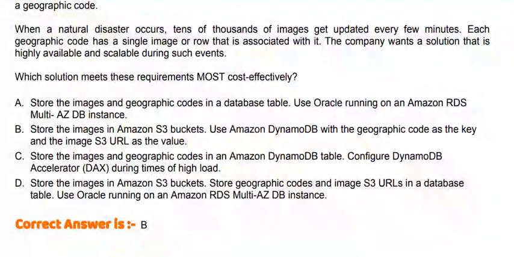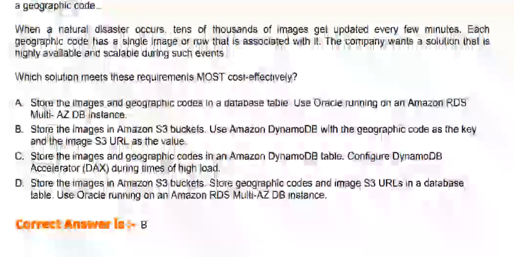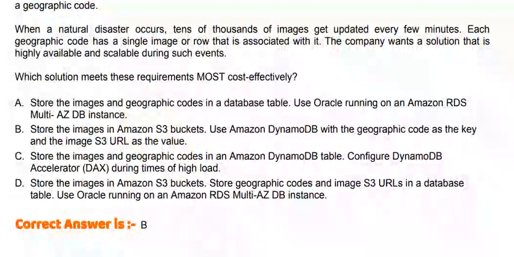And option D. Store the image in Amazon S3 buckets. Store geographic codes and image S3 URLs in a database table. Use Oracle running on an Amazon RDS Multi-AZ DB instance. And the correct answer is option B.